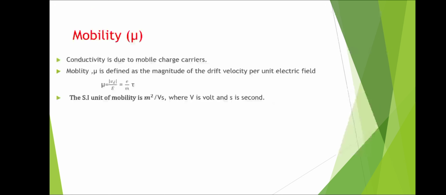Right. Next one, mobility, mu. Conductivity is due to mobile charge carriers. Mobility mu is defined as the magnitude of drift velocity per unit electric field. Mu equal to Vd upon E, that will be e tau upon m. The SI unit of mobility is meter square per volt second, where V is the volt and s is the second.